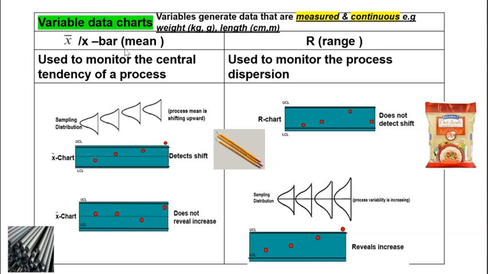The X bar chart is used to monitor the central tendency of a process. If there is a shift upward of the peak here, it will detect that there's a shift, and we need to see that this process is out of control. Make sure that it does not exceed the UCL and LCL. And then there is the range chart, which is more on the size of the normal distribution.